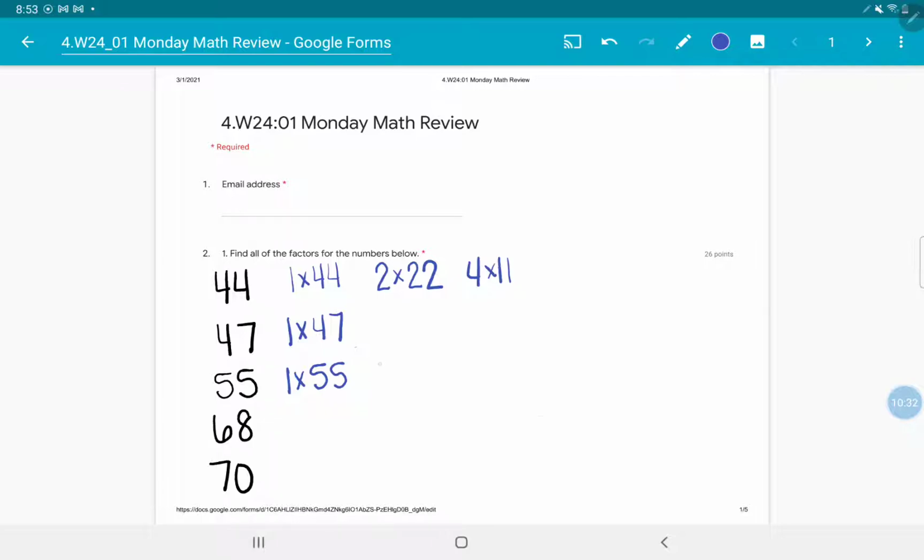5 times 11 equals 55. So I need to check the 5 and the 11. Make sure we see if we have any more. How about 6? Will 6 be a factor of 55? No. 6 times 10 is 60. 6 times 9 is 54. So that wouldn't work. 7?